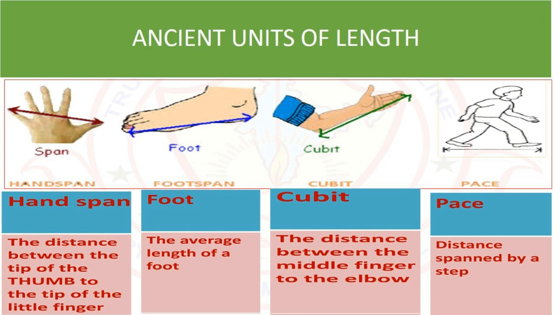Foot span is the average length of the foot. Cubit is the distance between the middle finger to the elbow. Pace is the distance spanned by a step. Florists still use cubit to measure the length of the flagland. The size of the palm and the feet differs from person to person, which led to inconvenience in measurement. So, new instruments were discovered.